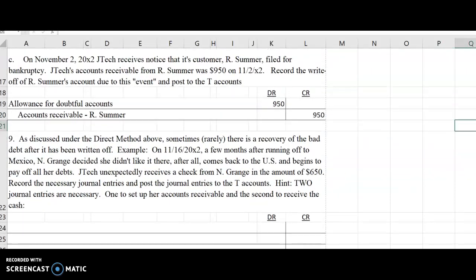As discussed in the direct write-off method above, sometimes, rarely, only once in a blue moon, there is a recovery of a bad debt after it has already been written off. Example, on November 16th, X2, a few months after running off to Mexico, N. Grange decided she didn't like it there after all, and came back to the U.S. and began to pay off all her debts. JTech unexpectedly received a check from N. Grange in the amount of $650.